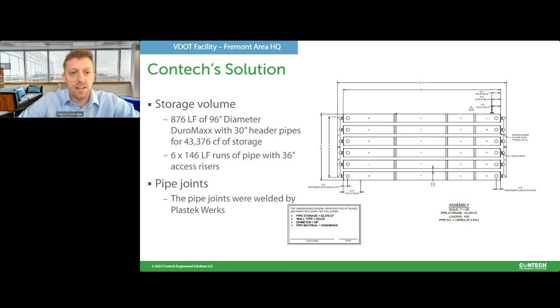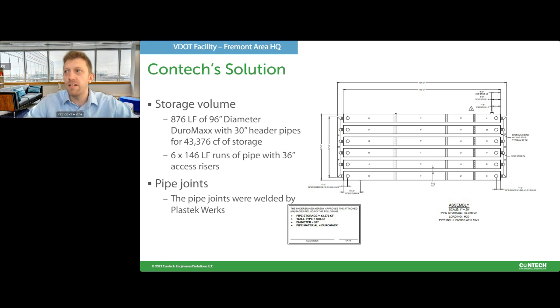So for this VDOT project, we ended up supplying 876 linear feet of 96-inch diameter Duramax pipe to store the 43,000 cubic feet required. The system was laid out in six parallel runs with two 30-inch header pipes or manifold pipes on both sides to connect the six runs. Each run also had two 36-inch risers for manual access to get into the system for inspection and maintenance.